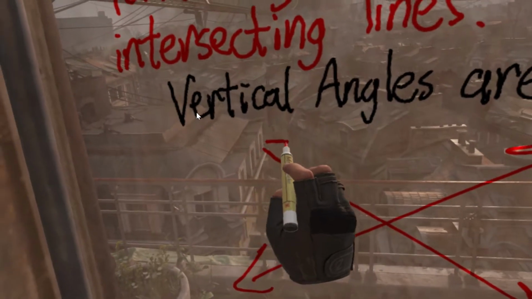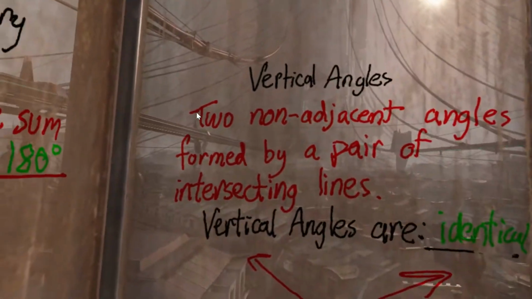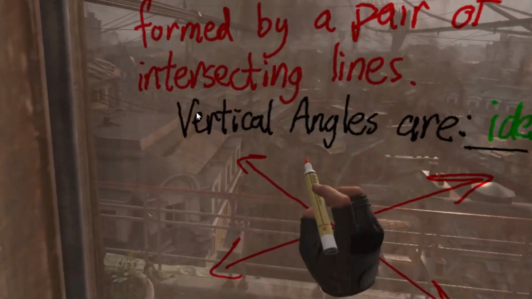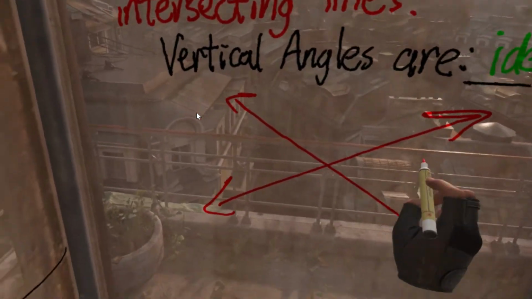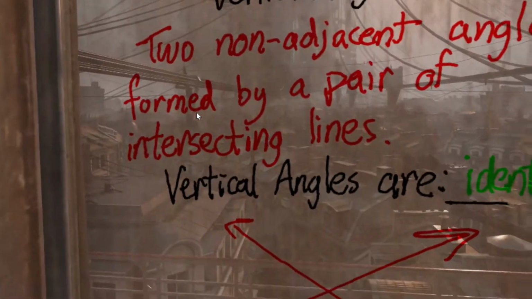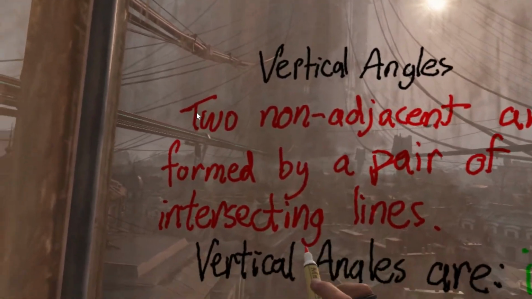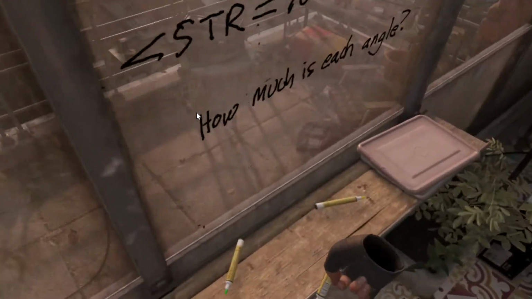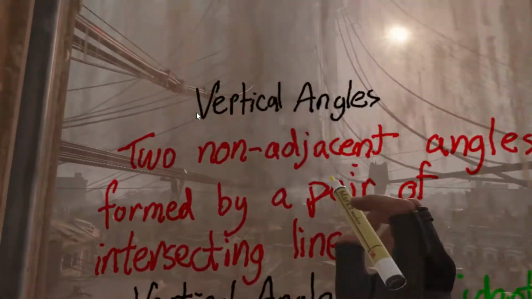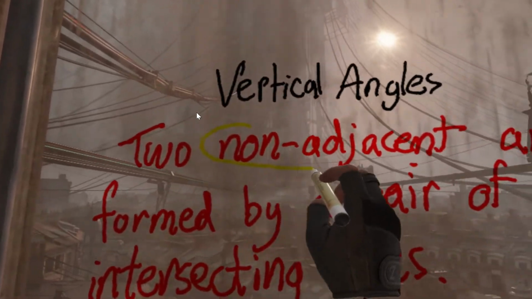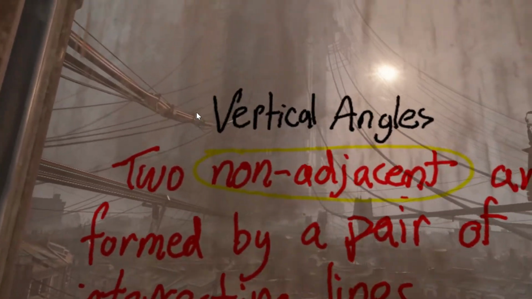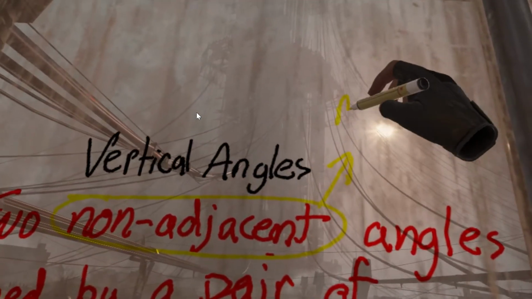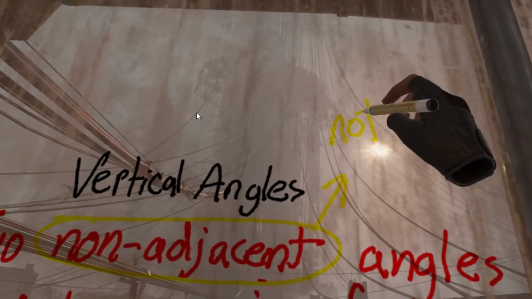Okay. So as you can see, here I have two lines. They are a pair of intersecting lines. There's these two lines, they are intersecting, that means they are crossing each other. And are there any vertical angles? Well, are there any non-adjacent angles? Let's go over that word. Non-adjacent. What does non-adjacent mean? Well, adjacent means next to. So non-adjacent means not next to.